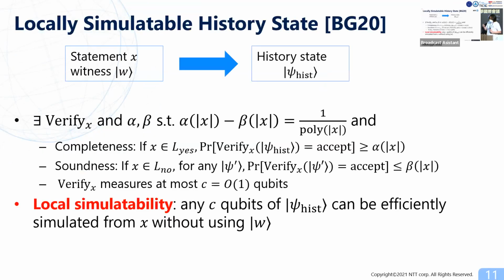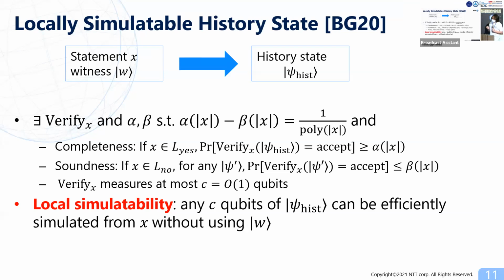And from now, I will briefly explain the techniques. So before explaining our construction, let me introduce some technical tools. The first is locally simulatable state. Suppose that we have some statement X and the witness W for some QMA problem. Then we can generate some special quantum state called history state. And we require the following properties for history state.